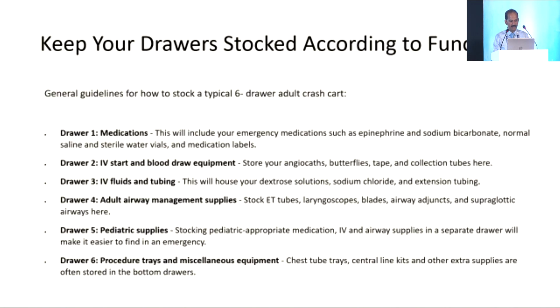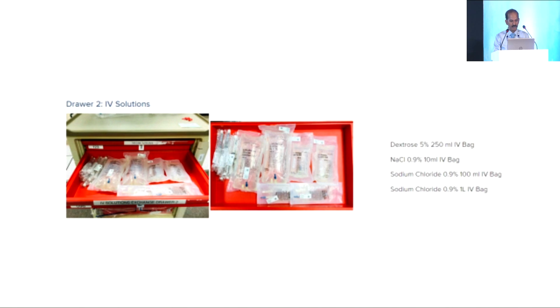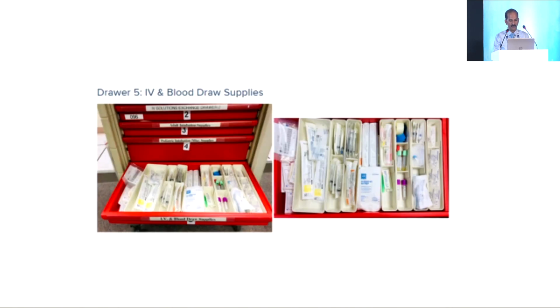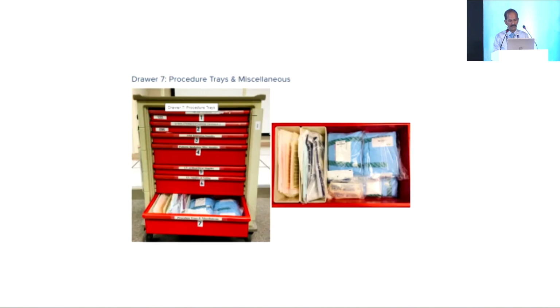So next are the drawers, and there are certain general guidelines on how they have to be kept. The first one could be the medication, which you're going to use next most commonly after the instruments that we have in the external part. The IV solutions, then the adult intubation supplies would be the third. The IV draw blood supplies would go to drawer 5, along with the IV supplies and tubings. Finally, all the other miscellaneous items, whatever you want to keep, you can keep at the end. This way, it is easy for you to access the most important things.